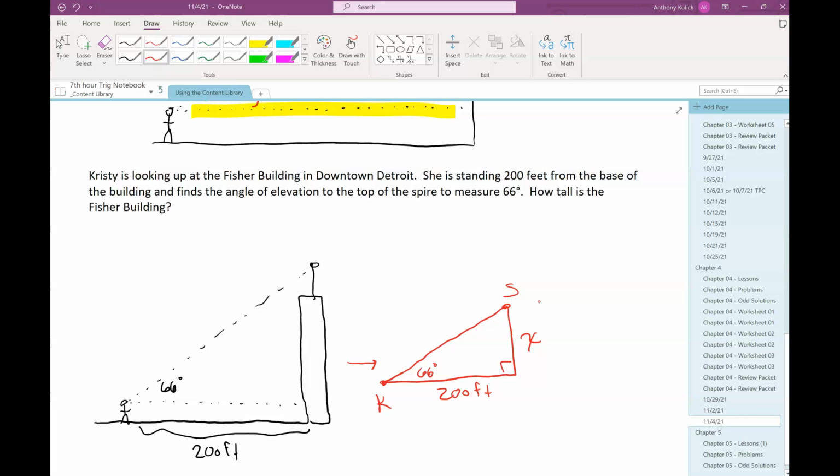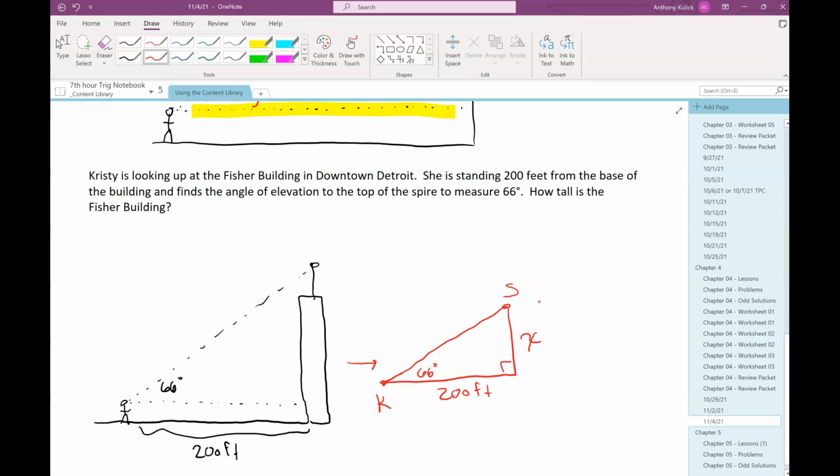Buildings are typically perpendicular to the ground, right? There's one building of note that is not. Leaning Tower of Pisa, right? Unless it's explicitly stated, though, you can assume anything that's on the ground is going to be perpendicular to the ground, because that's typically how things work, right? Buildings tend to fall down otherwise. Okay, so we have this right triangle.